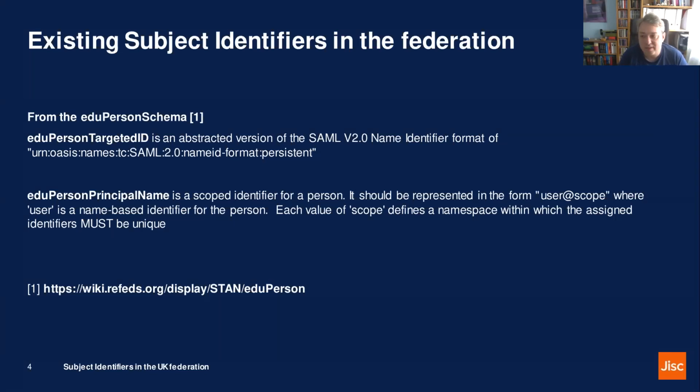Existing subject identifiers in the Federation. This is what we have currently within the UK Federation. It's based on the EduPerson schema. The EduPerson schema has been around for about 18 years, and there are two key attributes that we are using for identifying subjects in the Federation. The first is the EduPerson targeted ID. This is an abstracted version of the SAML 2 name identifier, the persistent format that's listed there. It's unique per IDP, SP, and user relationship.